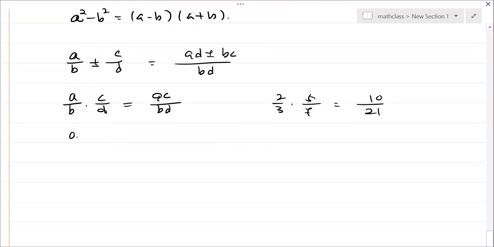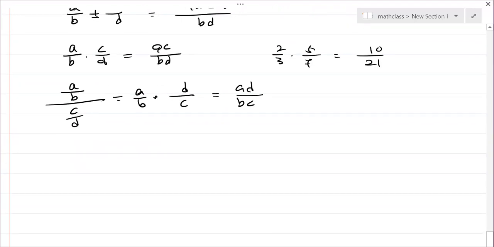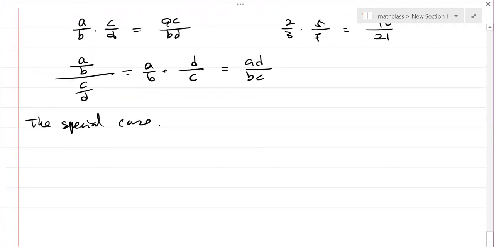Now, the most interesting formula is this one: a over b divided by c over d. How do you simplify? Well, the first thing you have to do is turn this upside down, d over c. Then you have ad over bc. Let me talk about special cases. Actually, there are 2 special cases here.